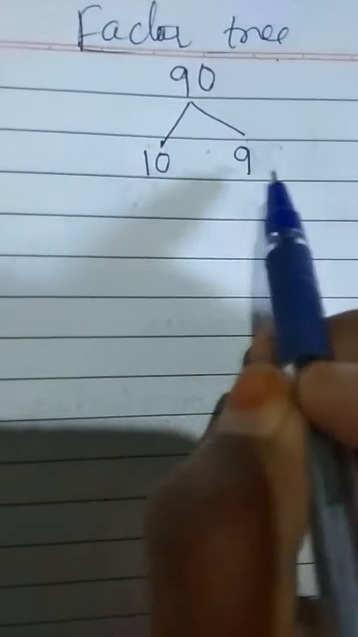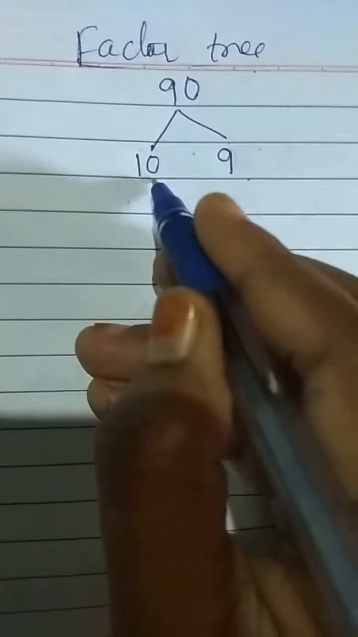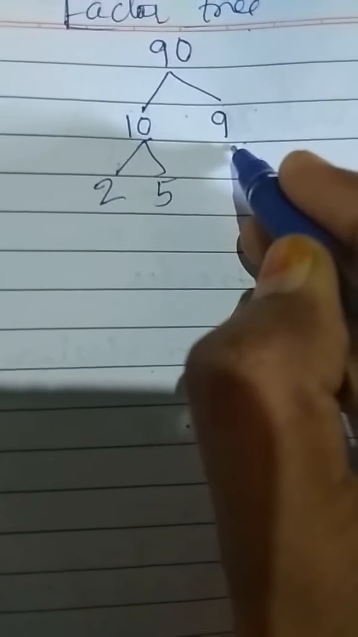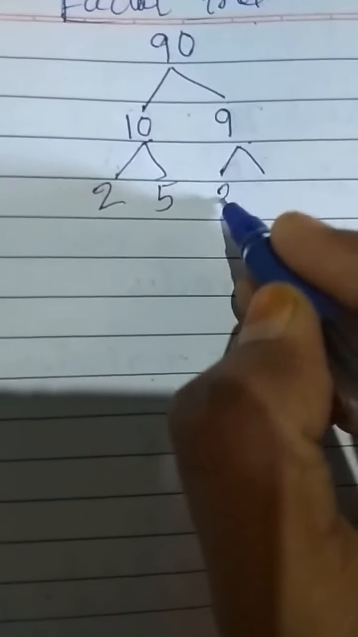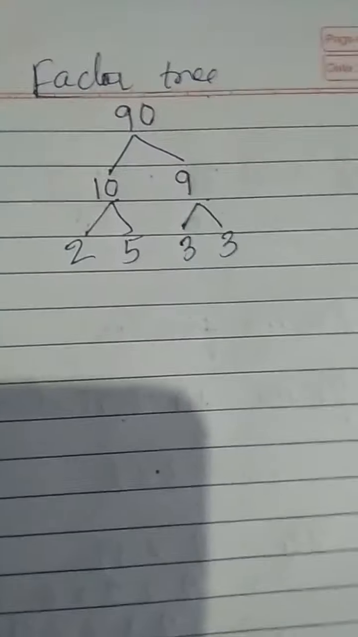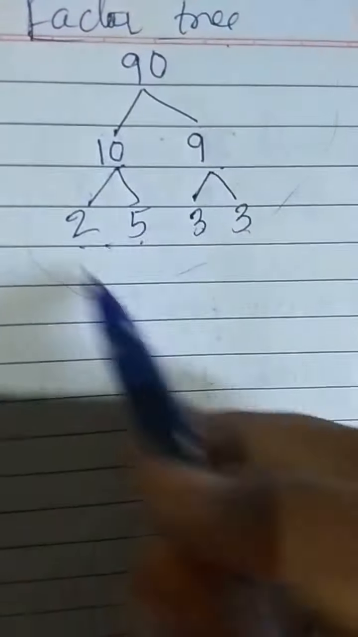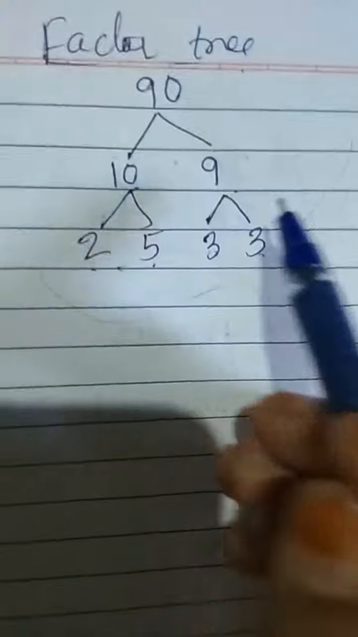It is represented beautifully by a factor tree. Take 90. 10 nines are 90. Again factor it: 2 fives are 10, and 3 threes are 9. Again it cannot be factored further. So this is a factor tree. We should do it like this.